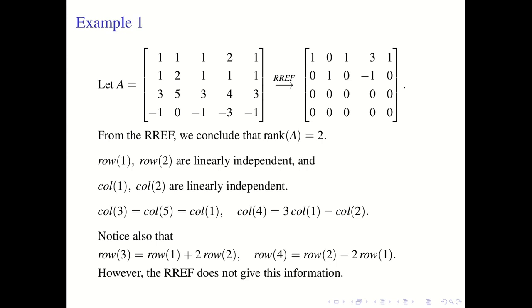Also, in the rows, this comes from the row reduced echelon form as well, row 3 is in fact equal to row 1 plus 2 times row 2, and row 4 is equal to row 2 minus 2 times row 1.